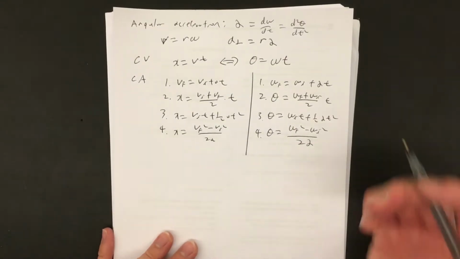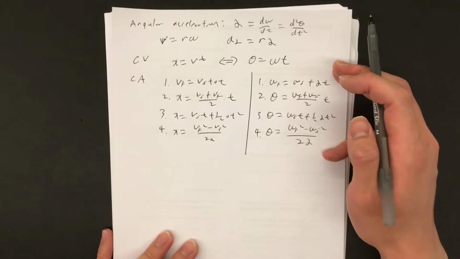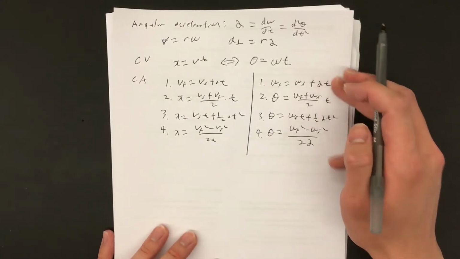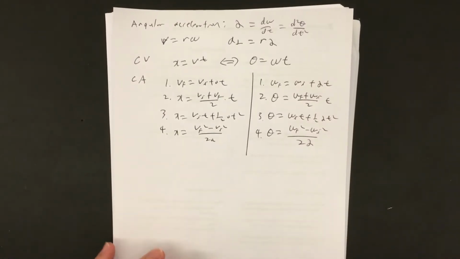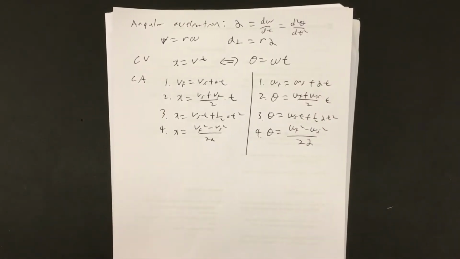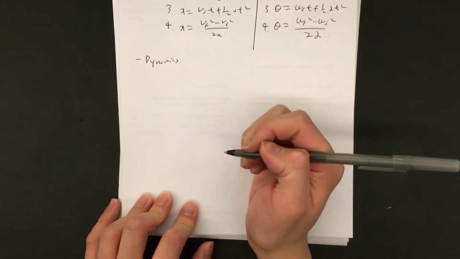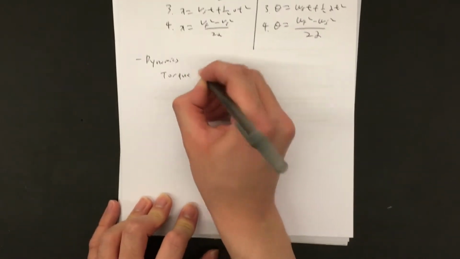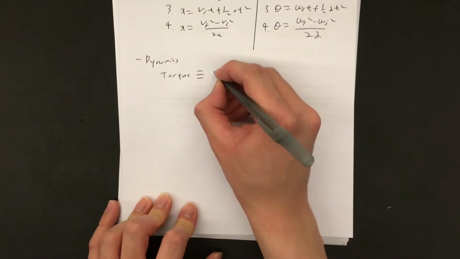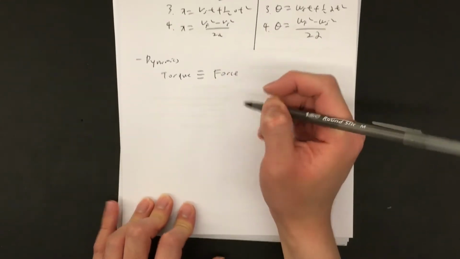So on the F equals ma exam, there aren't that many questions asking specifically for rotational kinematics, but it is really important to at least know what these are. Now let's move on to rotational dynamics. There is a term called torque, which is parallel to force in translational motion.